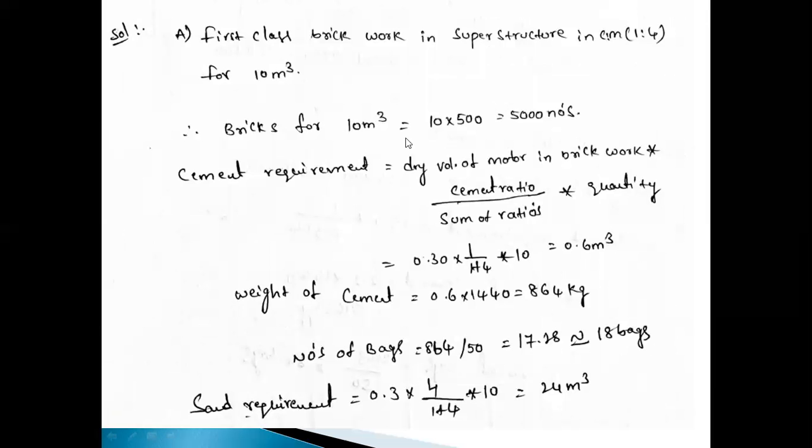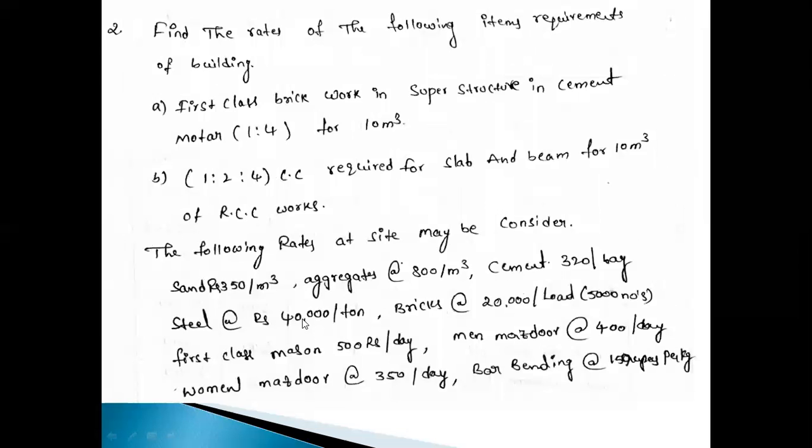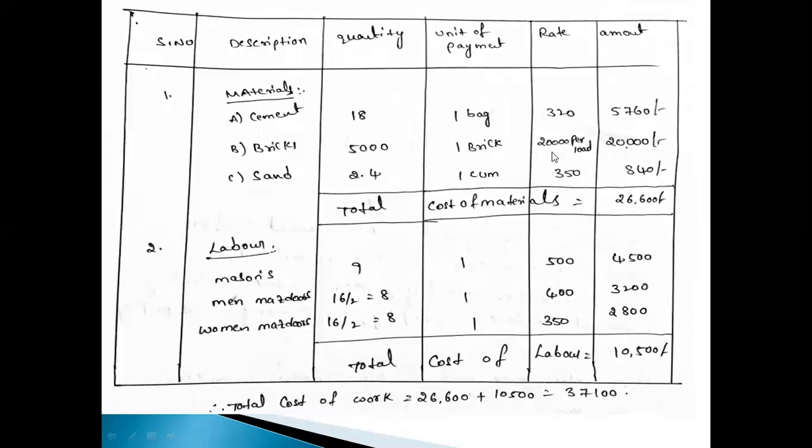Quantity is the bricks for 10 cubic meters, 5,000 numbers, and payment is per 1 brick. Here given in data, bricks amount 20,000 per load, means 5,000 numbers. So we know it is 20,000 per load. That is equal to amount 20,000.